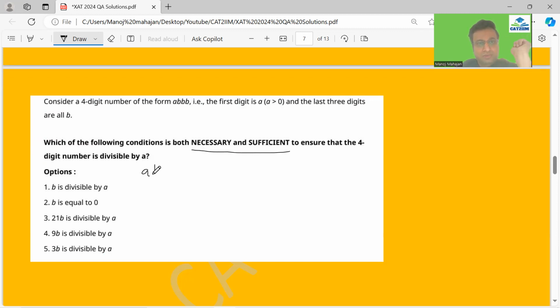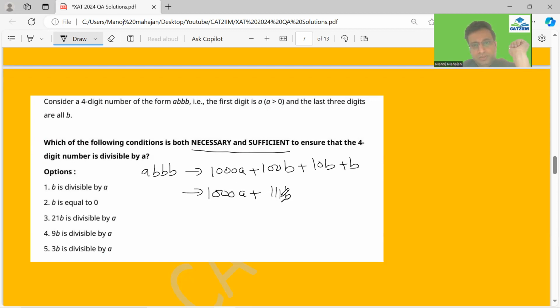So we have a 4-digit number A, B, B. I always tell students to break it like this: 1000 A plus 100 B plus 10 B plus B. So the ultimate number is 1000 A plus 111 B. And we can further write 111 as 3 into 37, so 3 into 37 into B. Now, what is necessary and sufficient to ensure that this 4-digit number is divisible by A? When you divide this by A, 1000 A is completely divisible because it is a multiple of A itself.